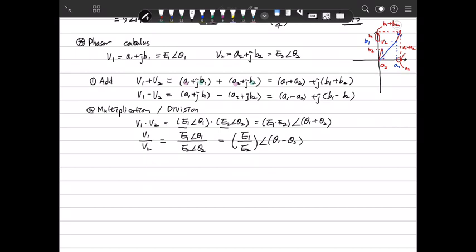So when you multiply or divide the vectors, I mean the complex numbers, the polar form is more useful. If you want to do this multiplication or division using the rectangular form, it works, but it looks more complicated. Then the third is the conjugate.